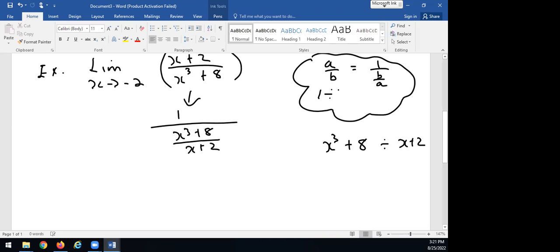Because if you have 1 divided by b over a, what did they tell you in elementary school when you divide two fractions? You change to multiply and do what with the second one? Flip it. So this would be 1 times a over b, which gives you about the same thing here. So you can always do that. So you multiply out x plus 2 and then flip the x cubed plus 8 over. So we'd end up just multiplying x plus 2 and x cubed plus 8. No, what I want to do is to divide them.